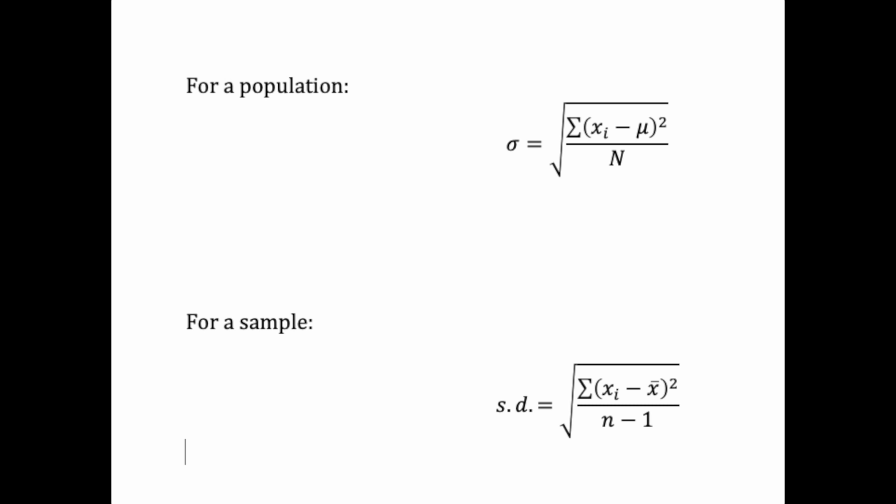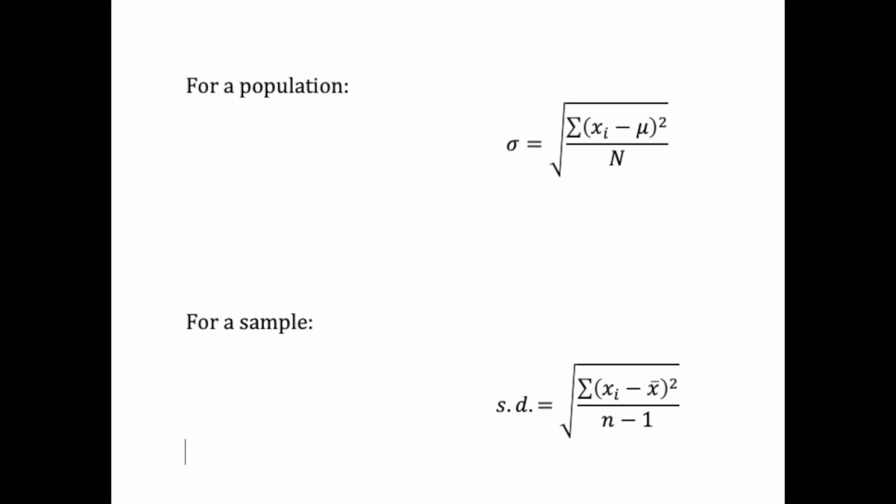The two formulae are almost equivalent, except that in the population we use the Greek letter mu to represent the mean, and in the sample we use x bar. The other big difference is that in the population we divide by n, and in the sample we divide by n minus 1.